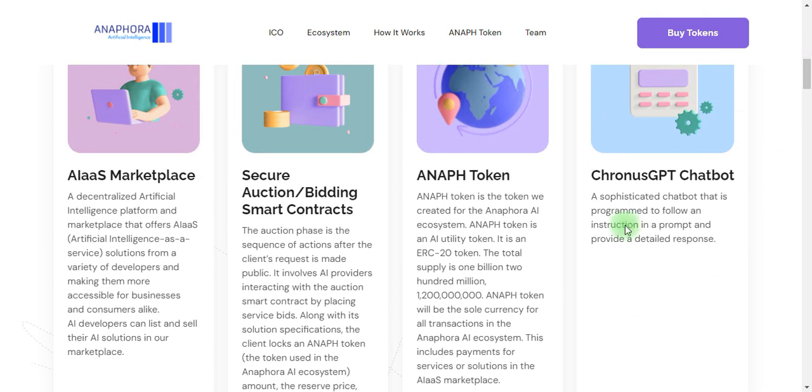And the CrossGPT chatbot is a sophisticated chatbot that is programmed to promote and provide detailed responses about the Alice marketplace, and this is the ecosystem of the Anaphora projects.